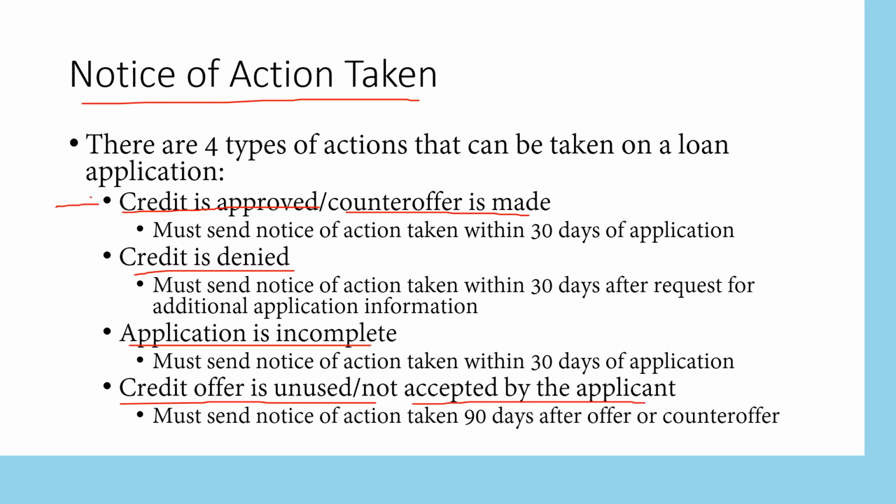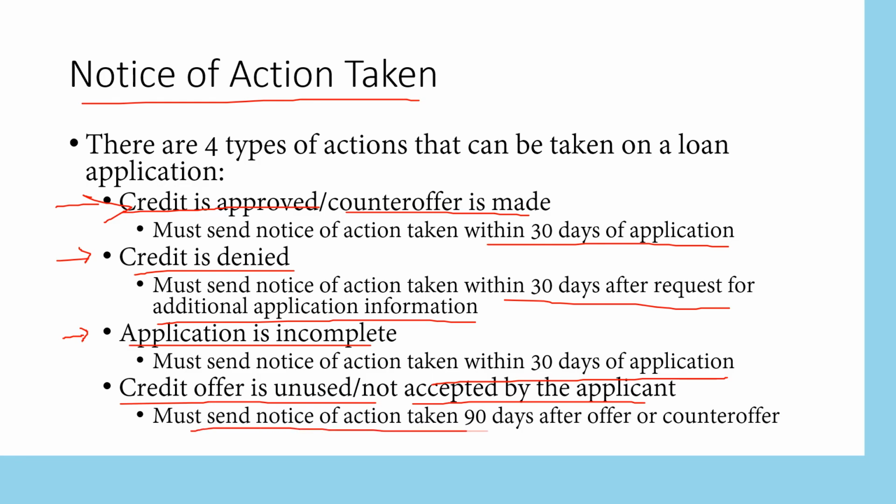If credit is approved or a counteroffer is made, you must send a Notice of Action Taken within 30 days of the application. If credit is denied, you must send a Notice of Action Taken within 30 days after request for additional application information. If the application is incomplete, you must send a Notice of Action Taken within 30 days of application. And if a credit offer is unused or not accepted by the applicant, you must send a Notice of Action Taken 90 days after an offer or counteroffer.